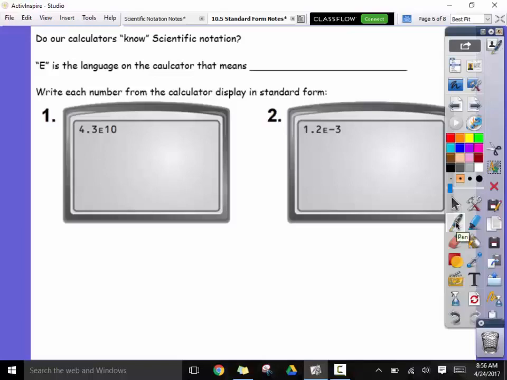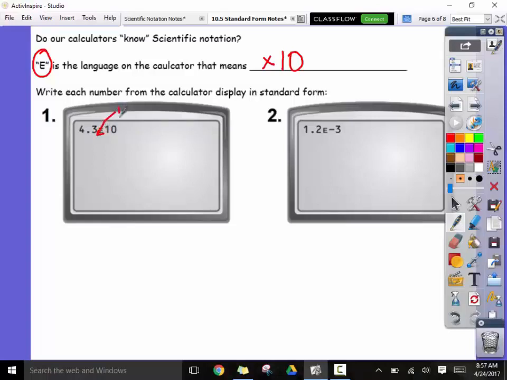Okay, on the back side. Sometimes you've seen a funky looking E on your calculator, and so do our calculators know scientific notation? They absolutely do. If you see an E on their calculator, E is the language on the calculator that means times 10. So our calculator can't type or display scientific notation, but it can put an E, which stands for the same thing.